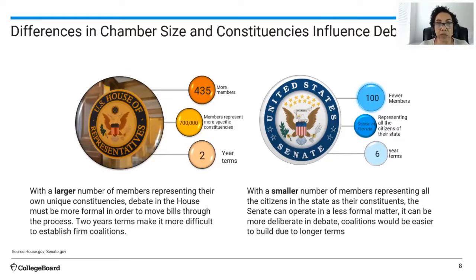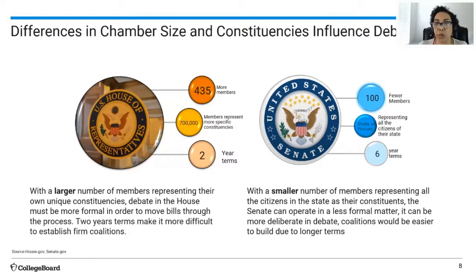They've got a larger number of people. They've got constituencies that are smaller and maybe more specific in terms of the needs that they want to have addressed. The body has to be more formal in order for them to move legislation through Congress. They have to have things organized very well, and they do that. Otherwise, they would not be able to get a lot done. And the 2-year terms also cause some problems in terms of their ability, the individual members, to establish coalitions with other members in the House, and then perhaps people over in the Senate that they might want to work with.